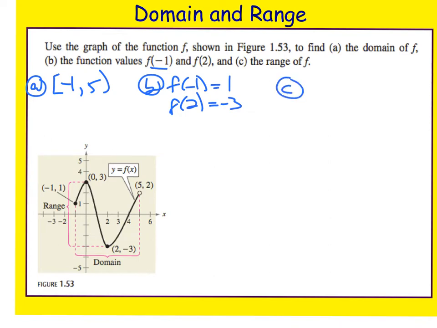So what is my lowest y value? -3. Do I get to include it? Yes. So how do I show that I include it? I use a bracket. And then what's my highest y value? 3. Do I get to include it? Yeah. So I show it with what? With a bracket.